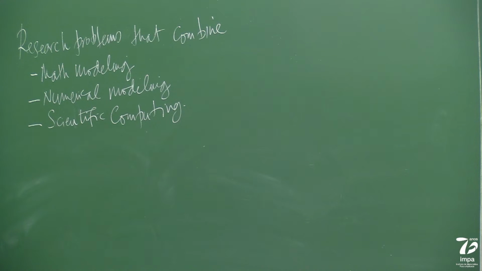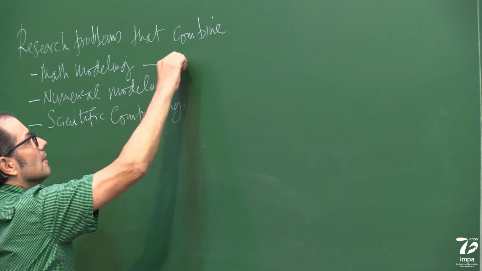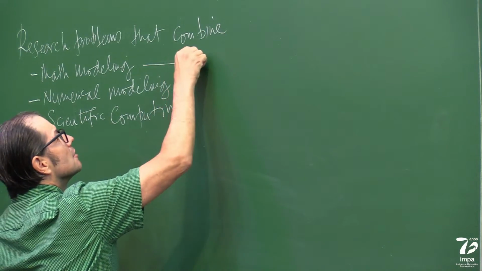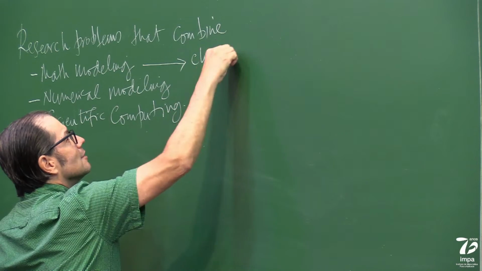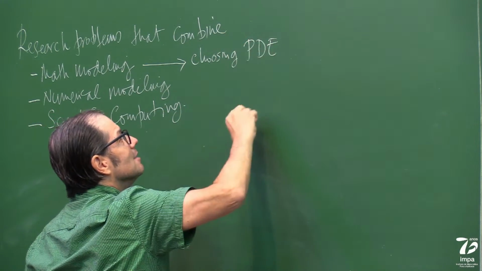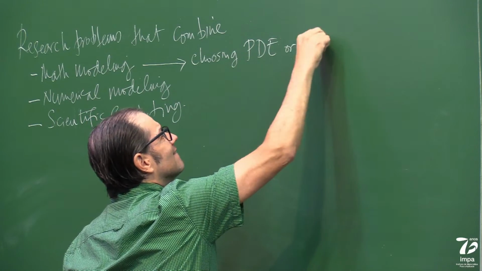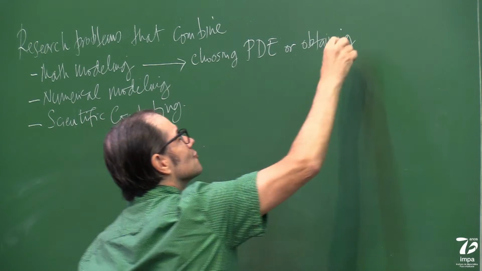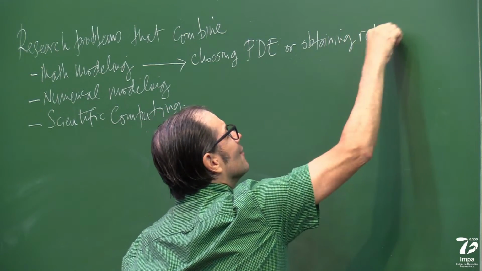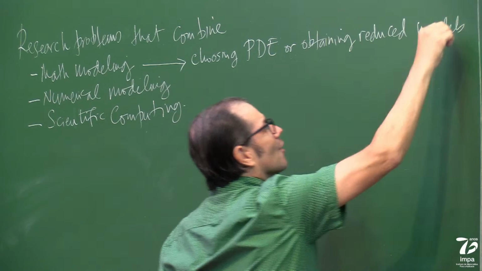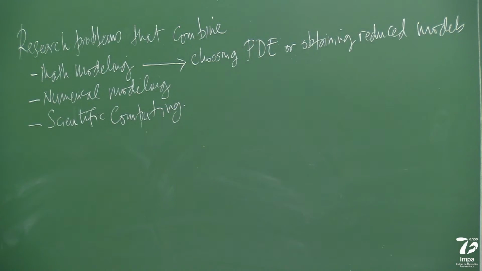Now, not always do we have all components. And what is the motivation for this? Let me put it here. Mathematical modeling, which is choosing PDE, or which is a little bit the spirit of what I'm going to talk about today, obtaining reduced models, which is reduced PDEs. Some of you who did the course with me, either in fluids or PDEs and applications, have seen this, so I'll repeat it a little bit.